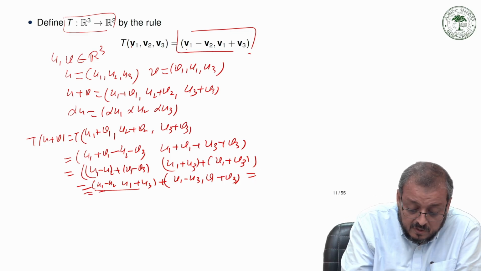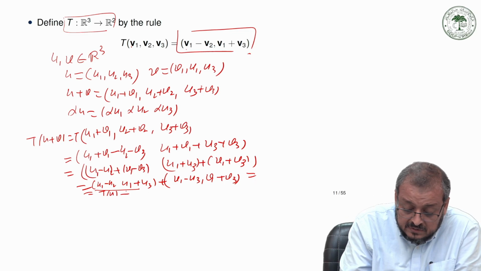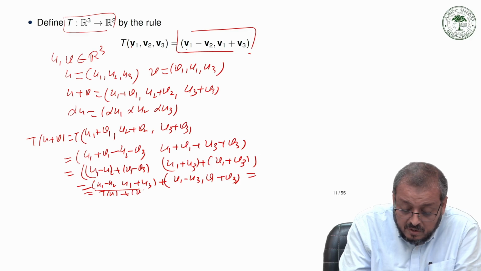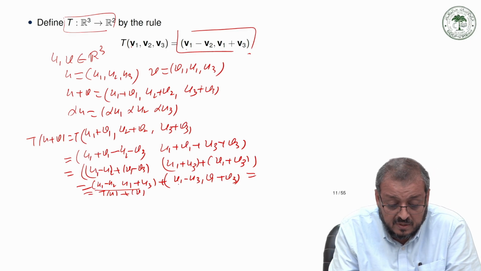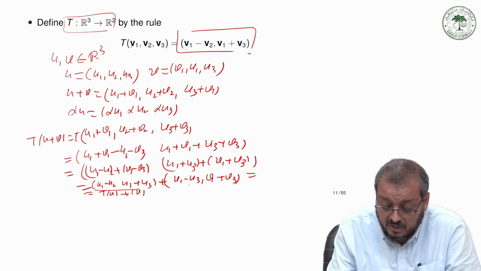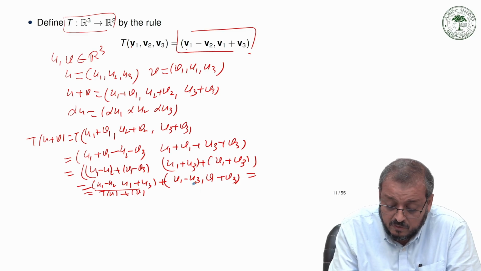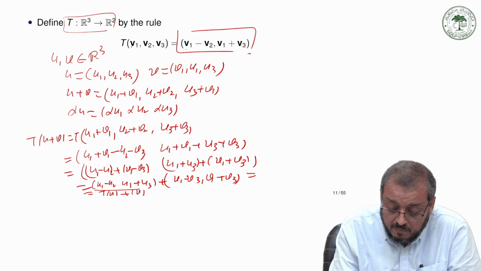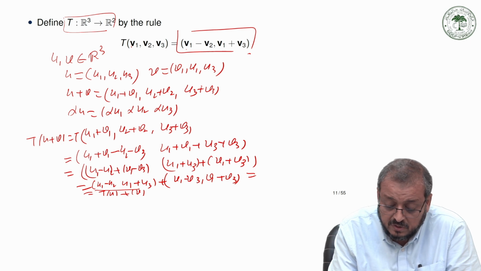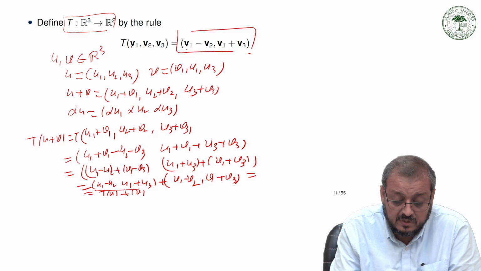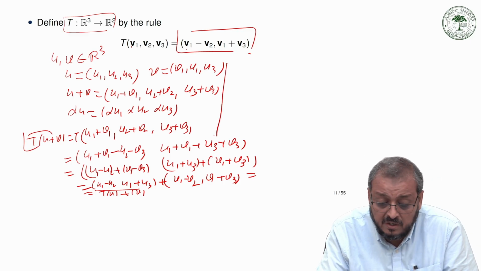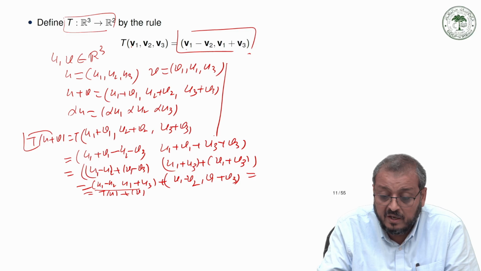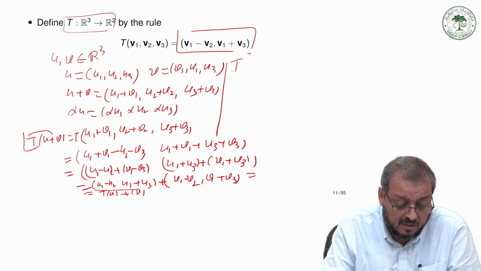This is nothing but equal to T of u plus T of v. So this means this is preserved under vector addition. Now we have to check the vector scalar multiplication.